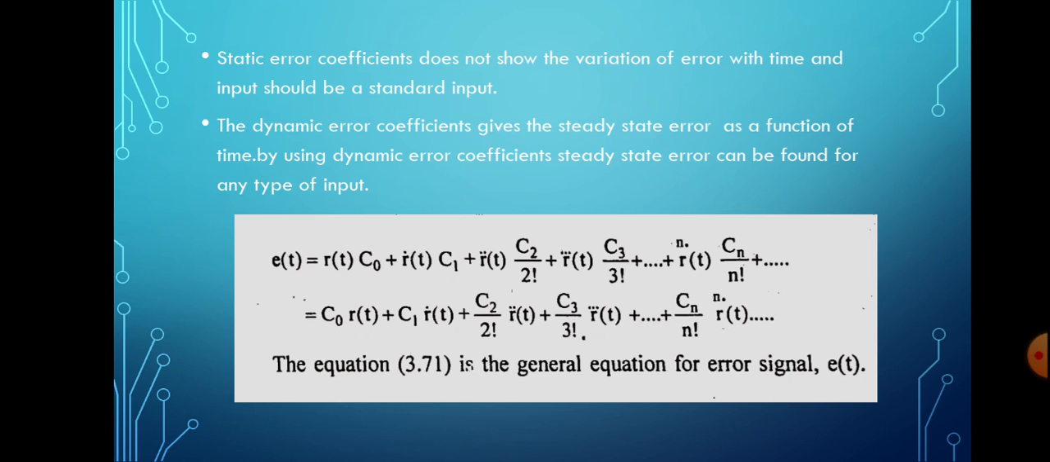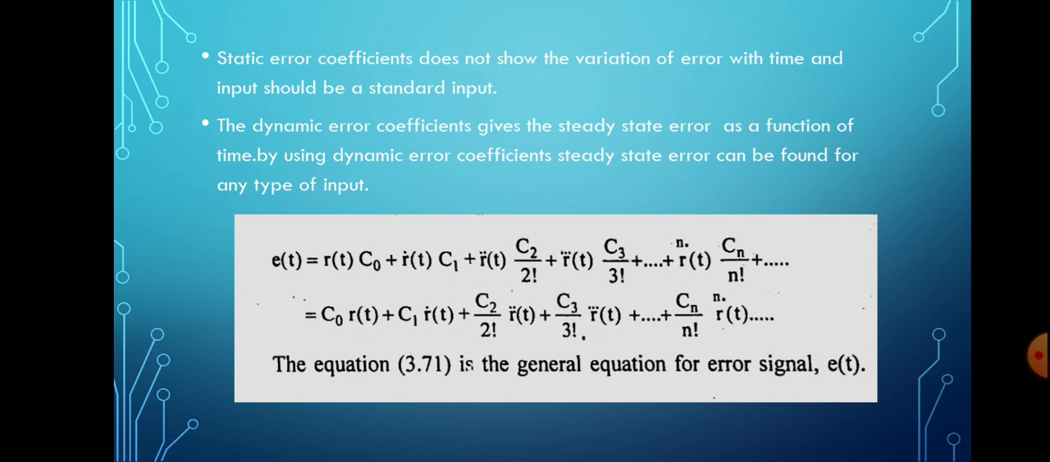So, the error signal will have the form E of t equals R of t into C0 plus R dash of t into C1 plus R double dash of t into C2 by 2 factorial plus R triple dash of t into C3 by 3 factorial plus etc., R n dash of t into Cn by n factorial plus etc. This is the general form of the error signal if we are considering the dynamic error coefficients. Here C0, C1 up to Cn are the dynamic error coefficients and E of t is the general equation for the error signal.